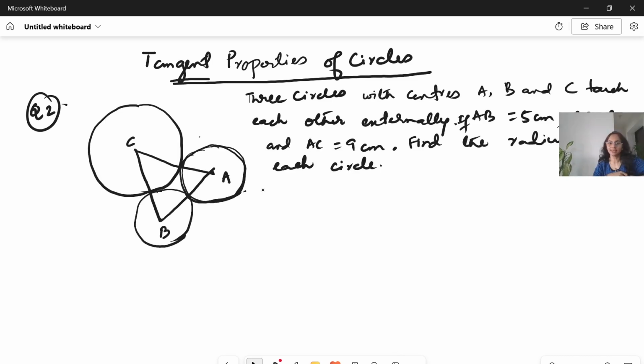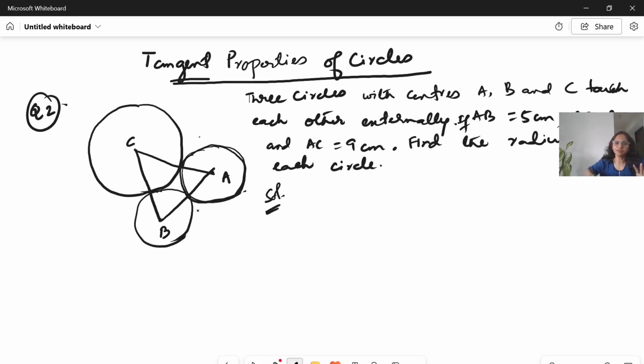All right. This second question says three circles with centers A, B, and C touch each other externally. We can see the three circles, and they are touching each other externally. AB is given as 5 centimeter, BC is given as 8 centimeter, and AC is given as 9 centimeter. We have to find out the radius of each of the three circles, right? Let's see how we can do that.